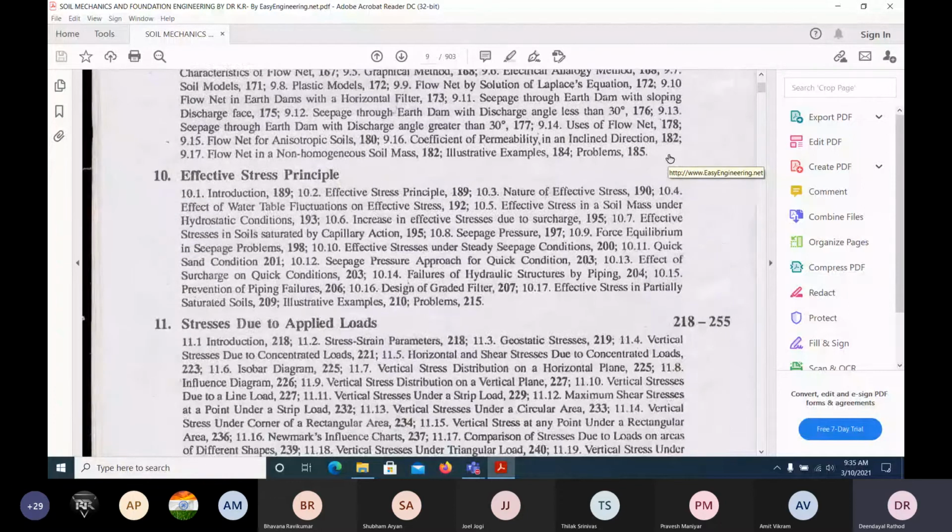So what we'll do today is focus on this 11th chapter, okay, that is stress due to loads. So till now, whatever you listen very carefully, okay. This chapter is also very important. You can see some questions in competitive exams, GATE and all, okay. In this particular chapter, we will study the stress due to applied load.